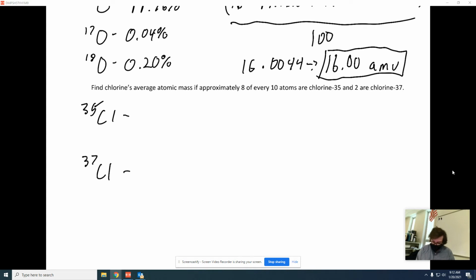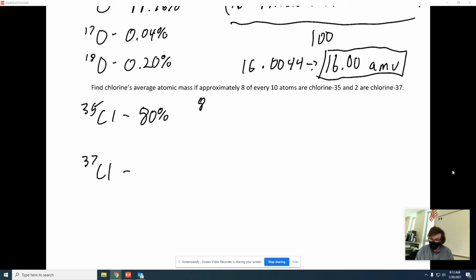Chlorine-35 tells us that 8 out of every 10 atoms are chlorine-35. Cool, but I need to know what percent of my atoms are chlorine-35. So off the top of your head, because these numbers work out pretty easily, we can probably tell that that's 80% of our atoms. If we had a more complicated example, if we didn't have 10 total atoms, but we had a different number, we could find the percentage just like we've always done before.